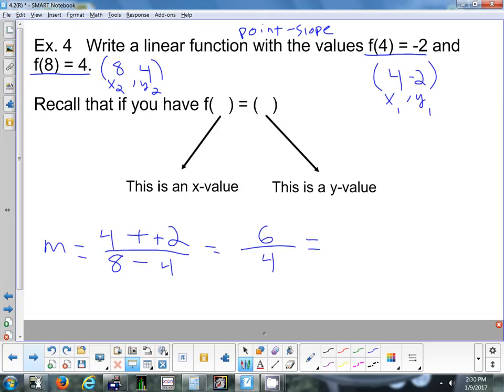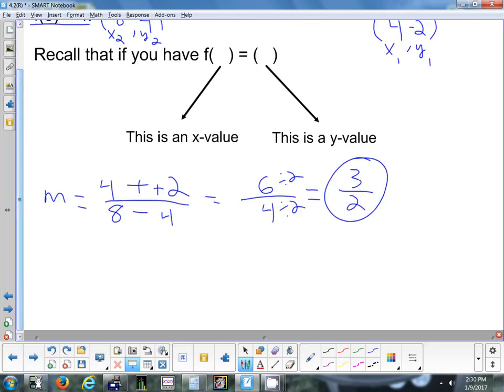And what does that reduce to? So what number goes into both? 2. What's half of 6? 3. And then half of 4. 2. There's my slope. Okay, so m is 3/2.